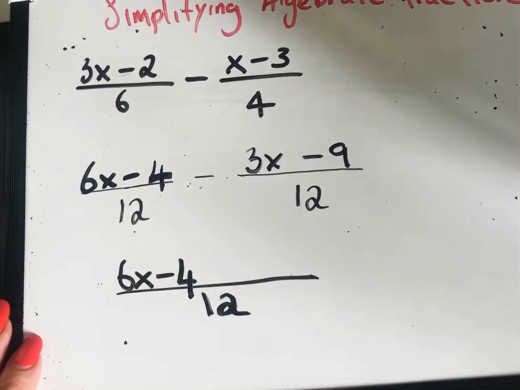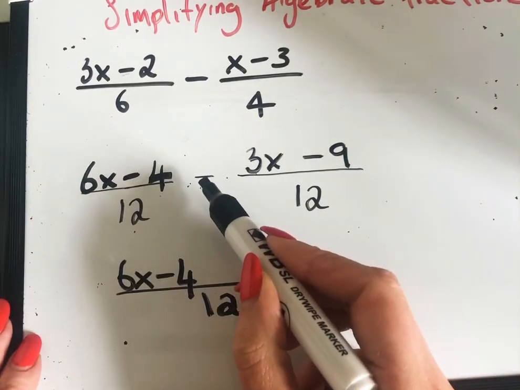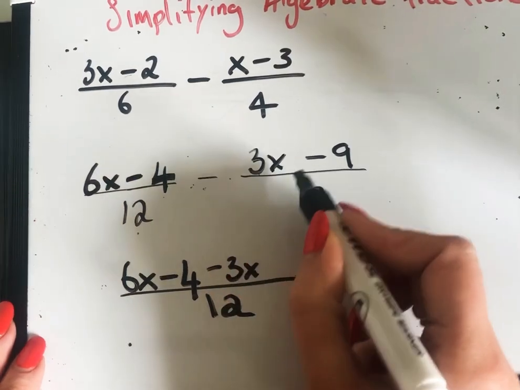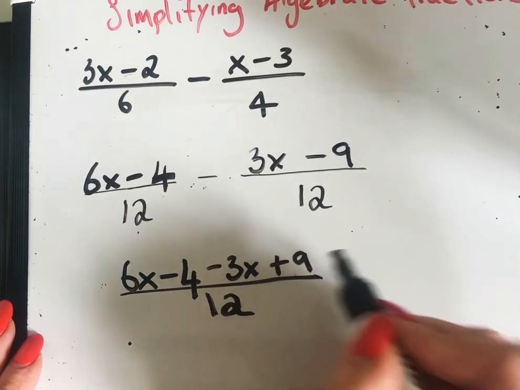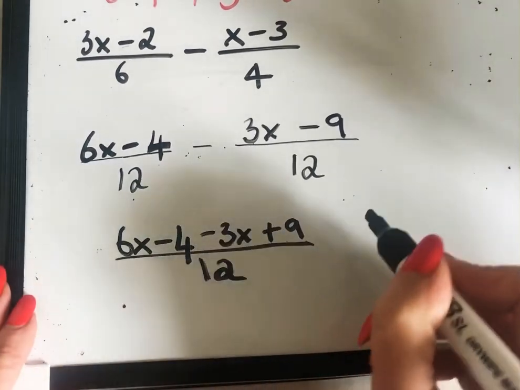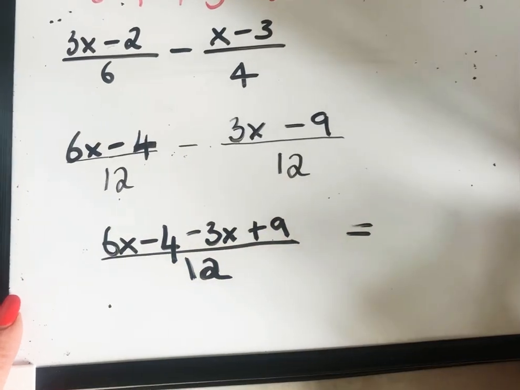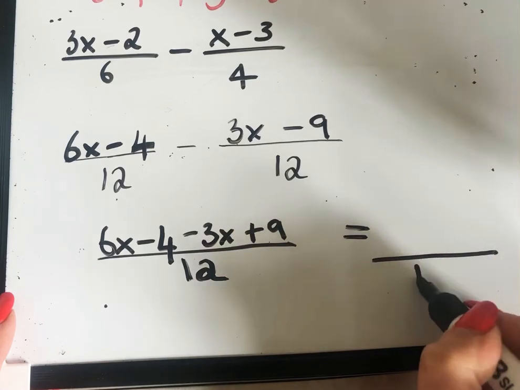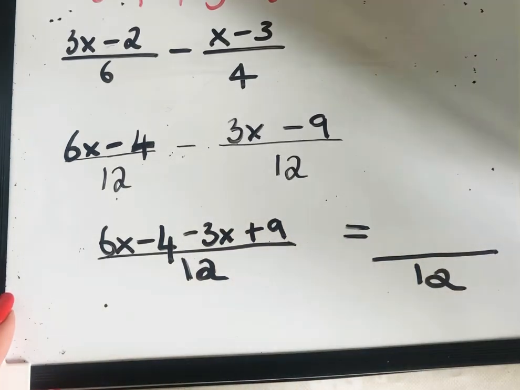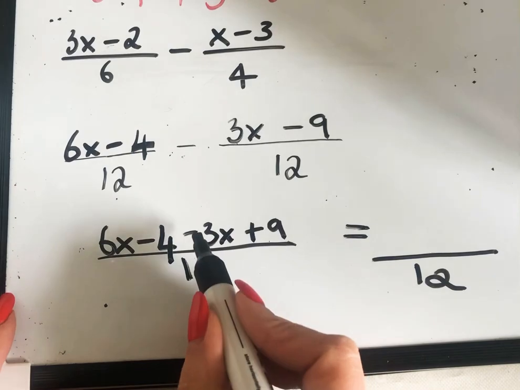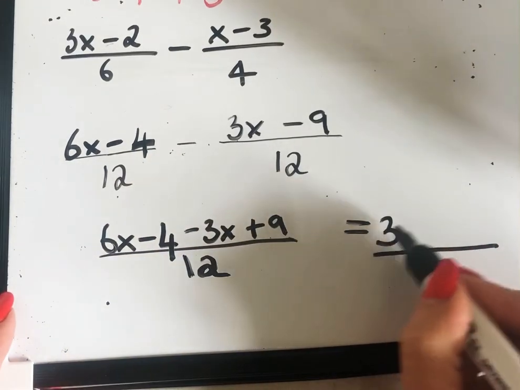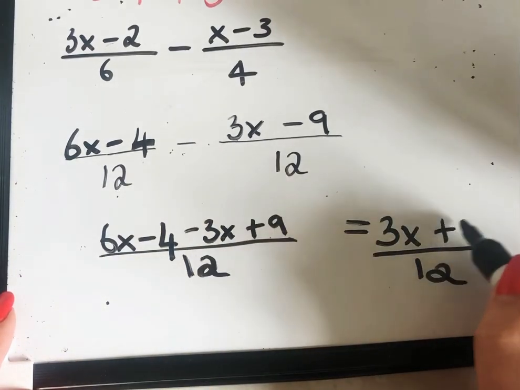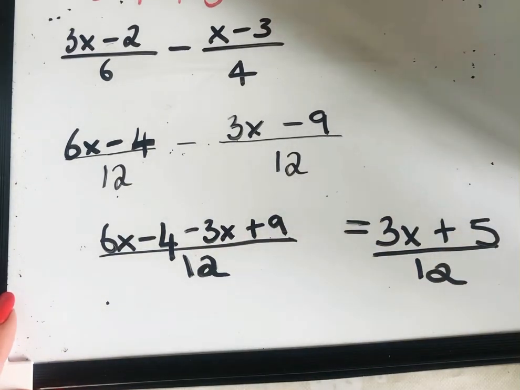Now, to be really careful here, we've got a minus. So minus by 3x is minus 3x. And minus by a minus is plus 9. And we can finish it off. There's our 12. And we'll add our x's together. So we have 6x take away 3x is 3x. 4 from 9 is 5. That's our first answer done.